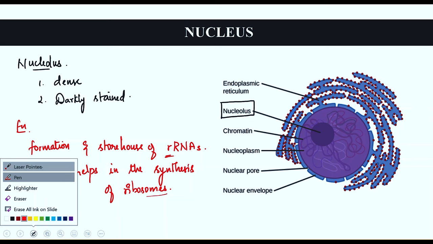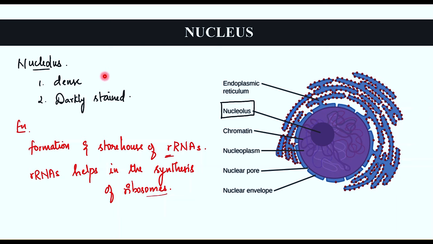So if you take this nucleolus, it is a dense, darkly stained thing present in the nucleus. So what is the function of this nucleolus? It is mainly rRNA. It is going to form and store the rRNA. So why does it form and store this rRNA? Because this is going to help for the formation of ribosomes, which is very, very important.